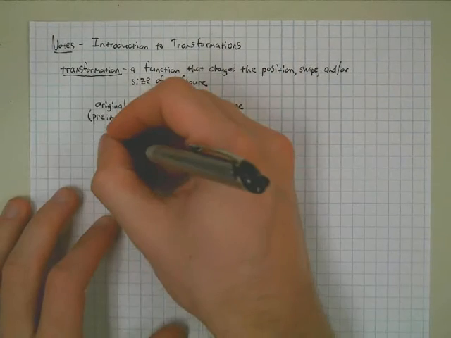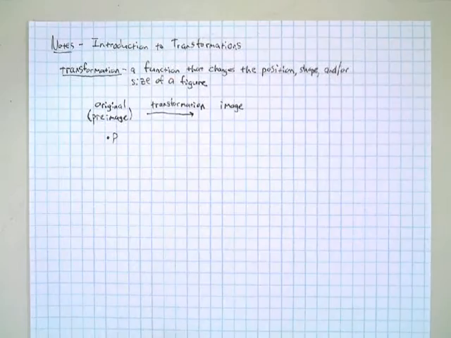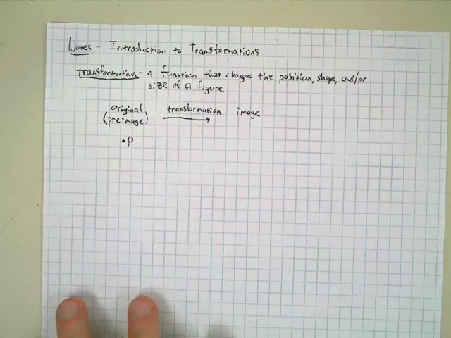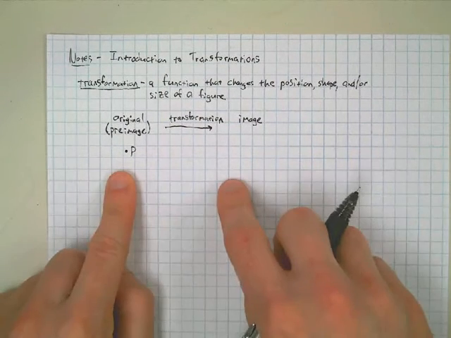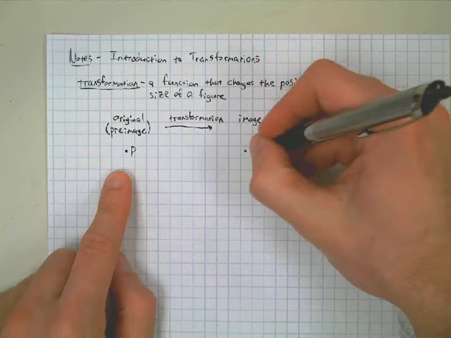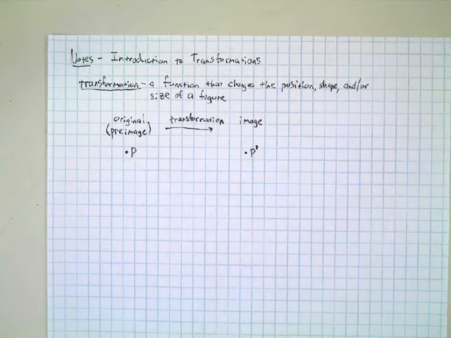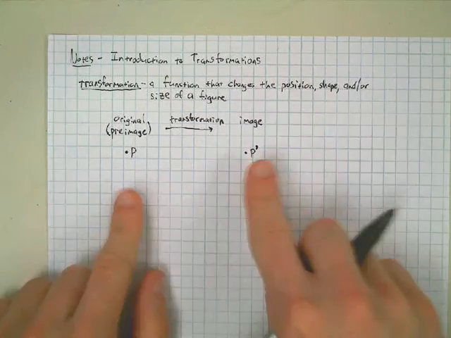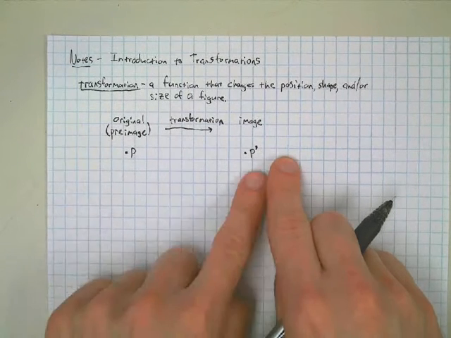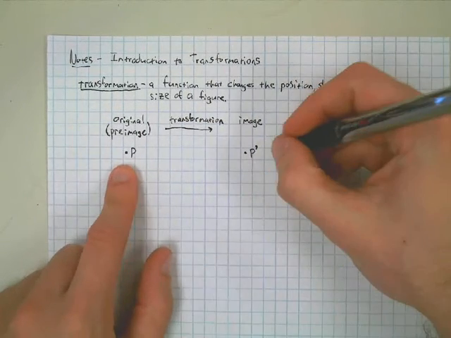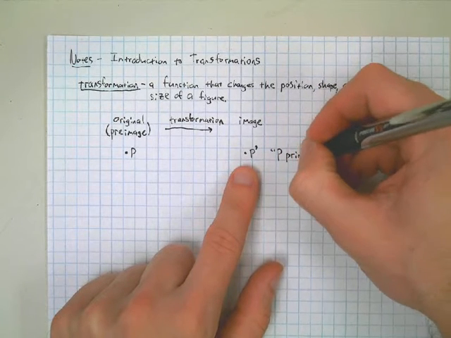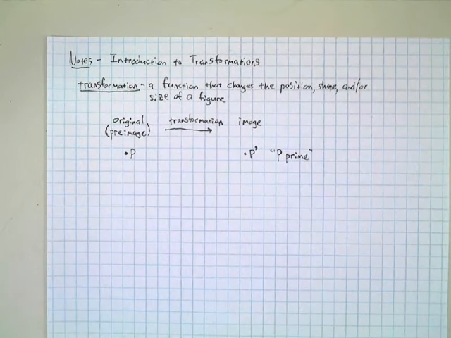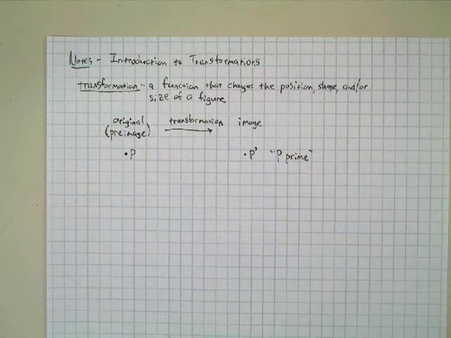So for example, if your original had a point P in it, we denote the transformed version of P as P still, but with a little apostrophe. This P with the apostrophe means that it was transformed from the point P. We read this new point as P prime. Optimus Prime is a transformer. P prime is a transformed point P.